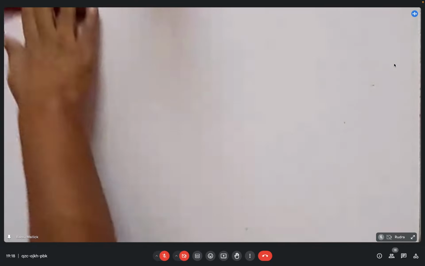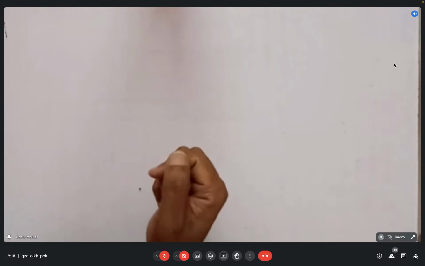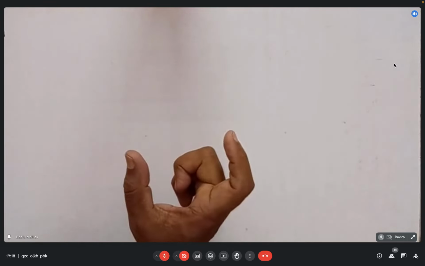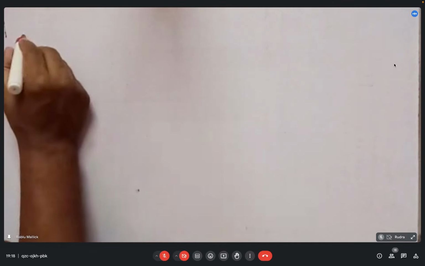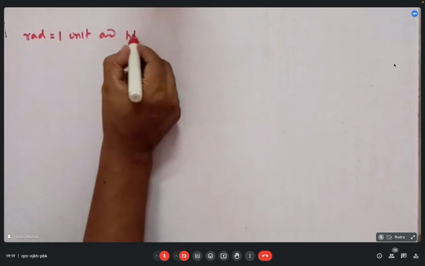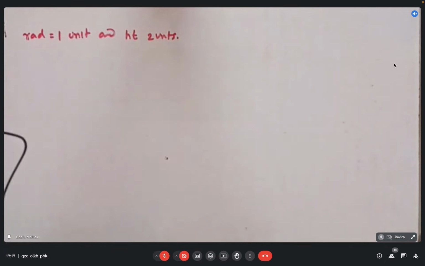Write: find the volume of a right circular cylinder of radius 1 unit and height 2 units.